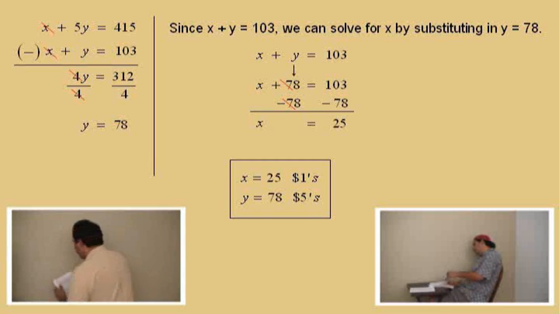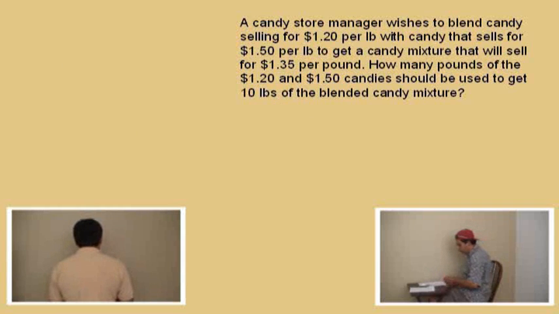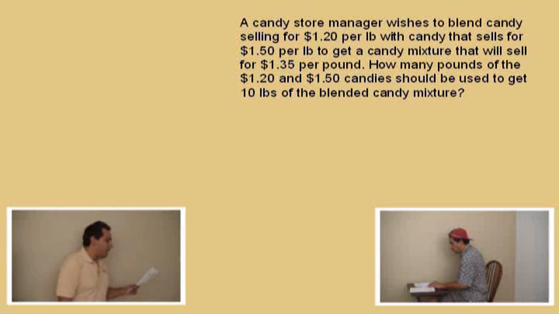All right. A candy store manager wishes to blend candy selling for $1.20 per pound with candy that sells for $1.50 per pound to get a candy mixture that will sell for $1.35 per pound. So you're taking two different candies and mixing them together to make a blend. Now it says, how many pounds of the $1.20 per pound candy and the $1.50 per pound candy should be used to get 10 pounds of the blended candy mixture.